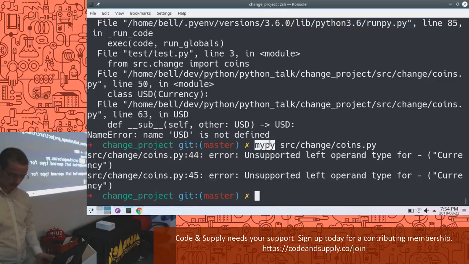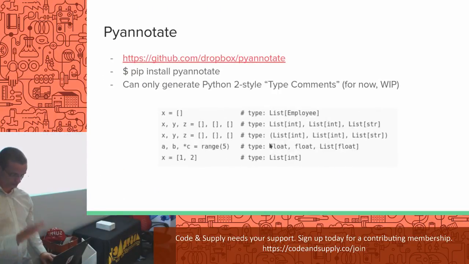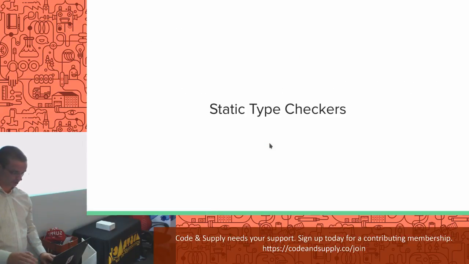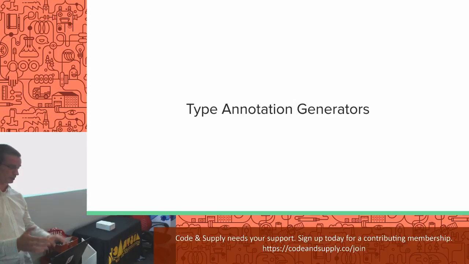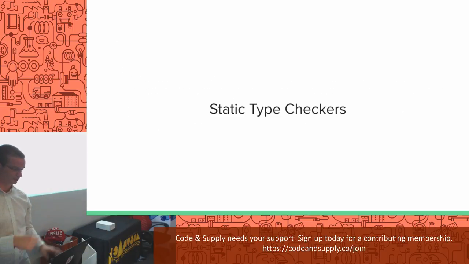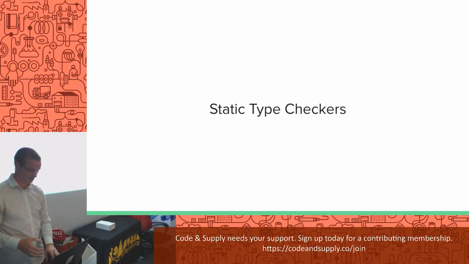So Mypy. Oh, I should go to the slide. So that was all about MonkeyType. Now actually to the static type checker. Just a reminder, that was type annotation generators: running your code, trying to tell you, and put into your source code, "I think these are the types that you wanted." Now back to static type checkers, which are less involved.